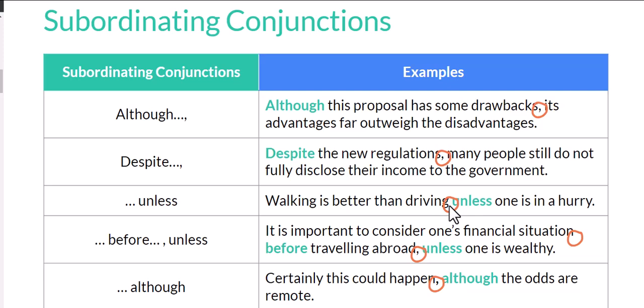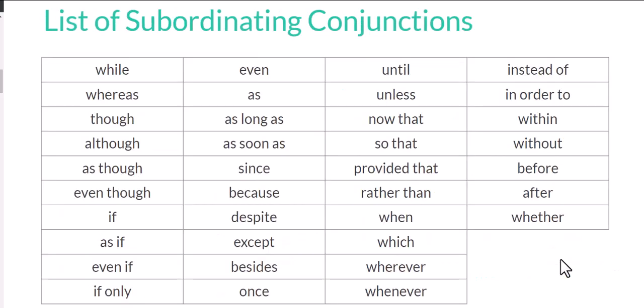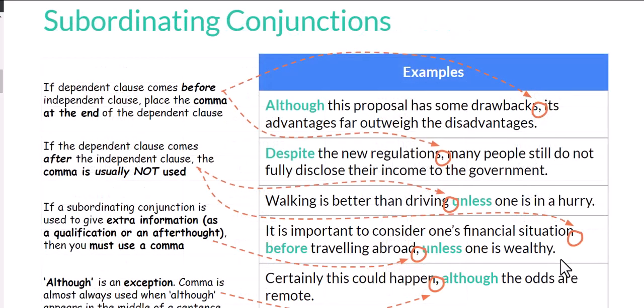So certainly this could happen, although the odds are remote. So I hope that you really understand separating conjunctions very well, because this is very important to know. And you can see here I mentioned the comma. You need to use it. Okay, so if the dependent clause comes before the independent clause, place a comma at the end. This is going to be used for the writing part.